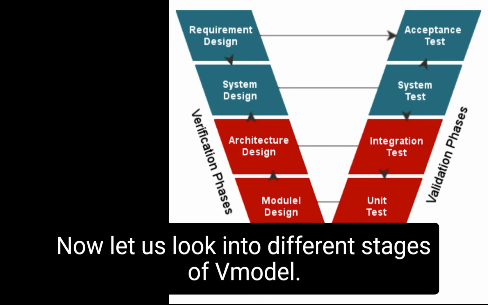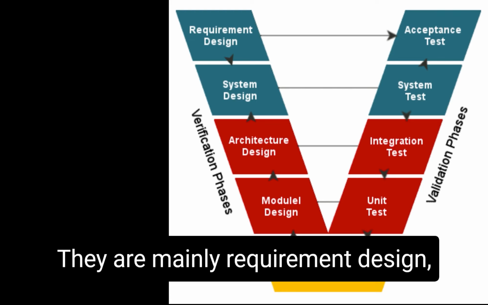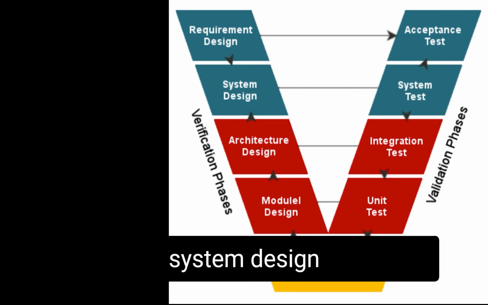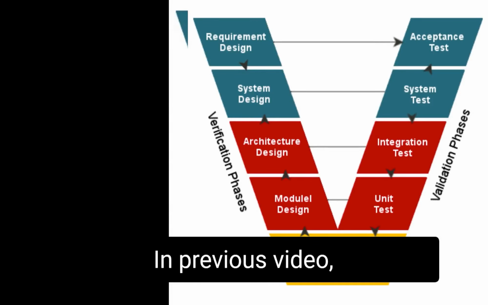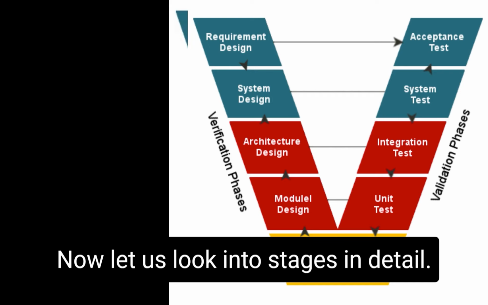In the previous slide we understood the V model. Now let us look into the different stages of the V model. They are mainly requirement design, system design, architecture design, module design, coding, unit testing, integration testing, system testing, and acceptance testing. In the previous video we looked into the stages of the V model. Now let us look into the stages in detail.